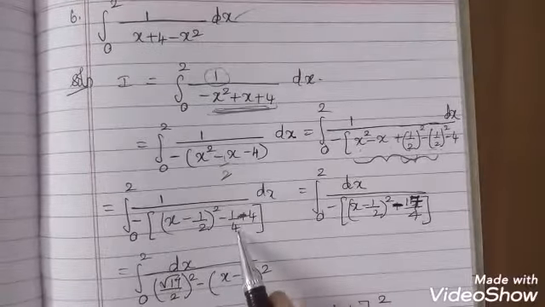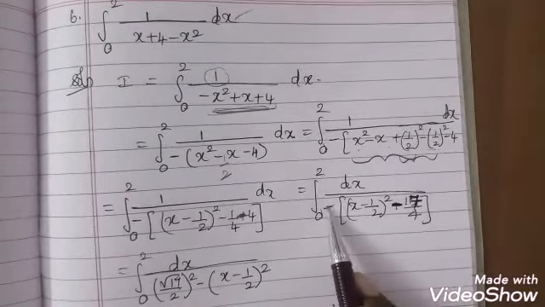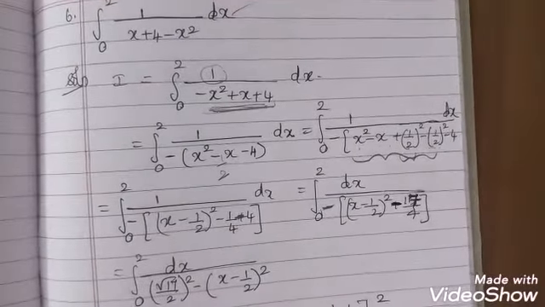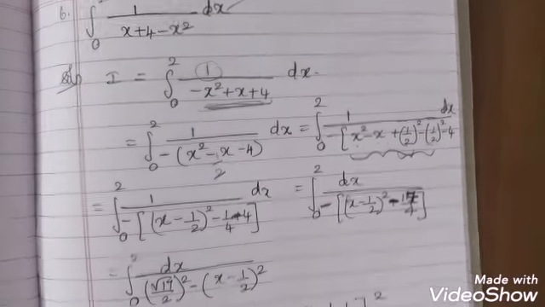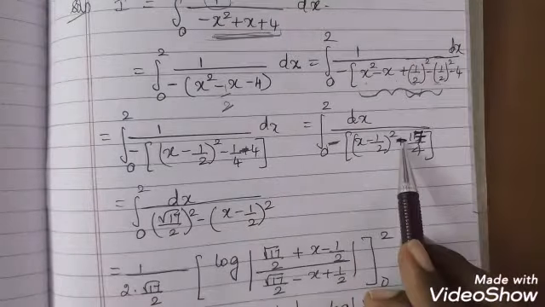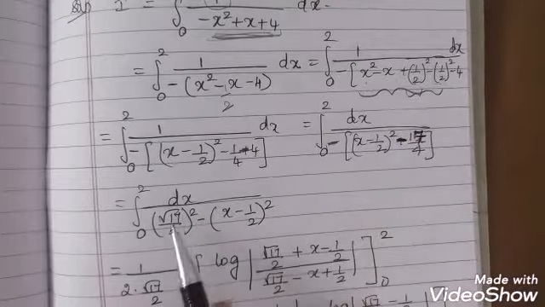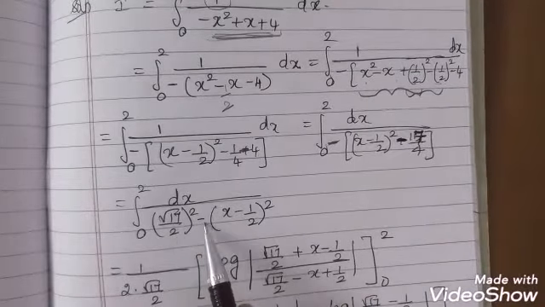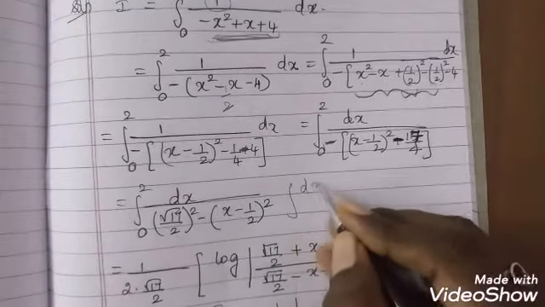So what is minus 1 by 4 minus 4? It's nothing but equal to minus 17 by 4. Remember, I have this minus sign outside. Already I have mentioned, if you have a minus sign, finally I'll have to multiply that minus sign here. That's what I told you there. It's integral over 0 to 2. Now I'll multiply the minus sign. Minus into minus is nothing but plus. So you can write it as root of 17 by 2 the whole squared minus of x minus 1 by 2 the whole squared.